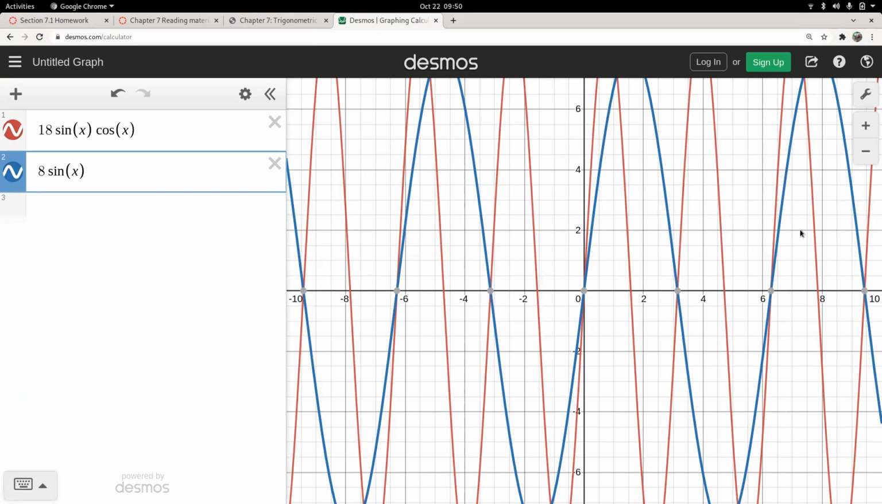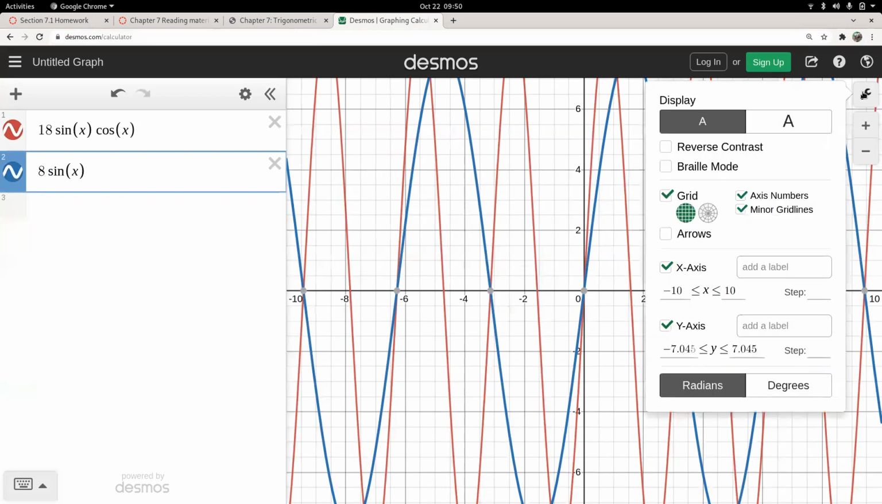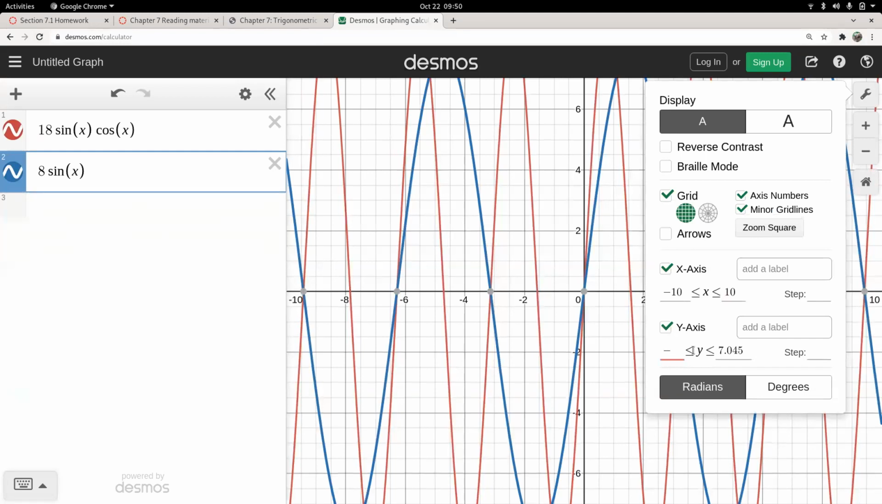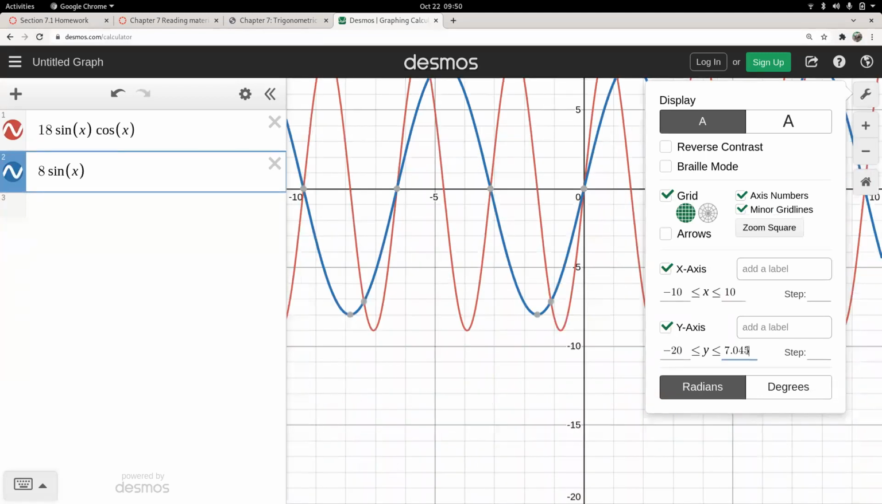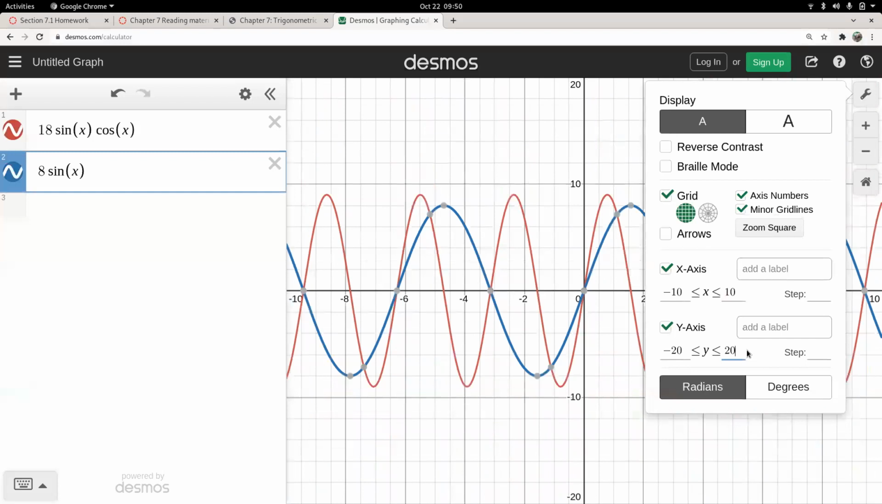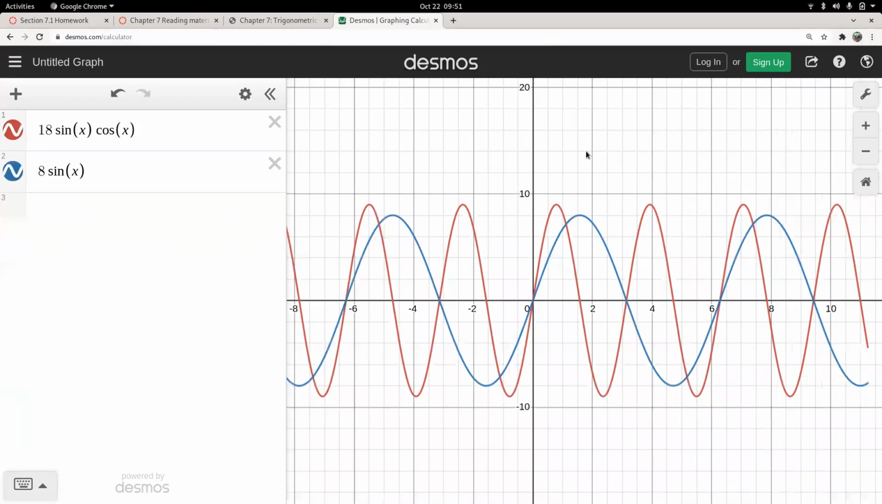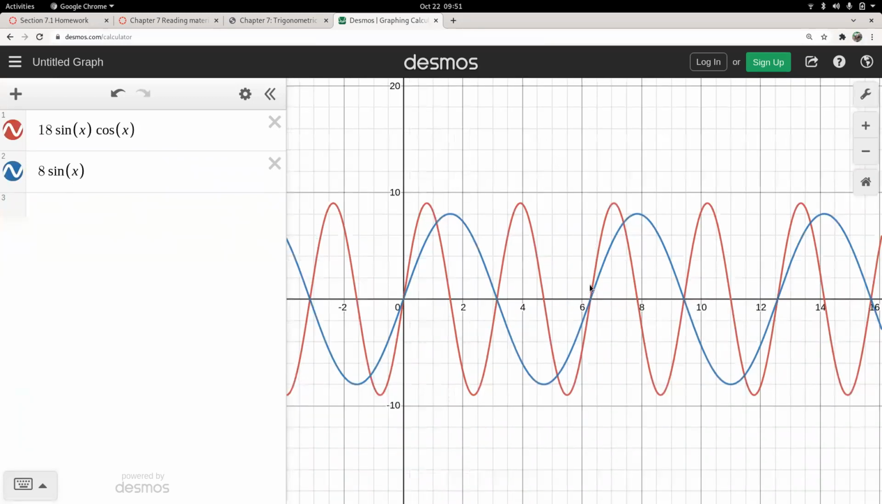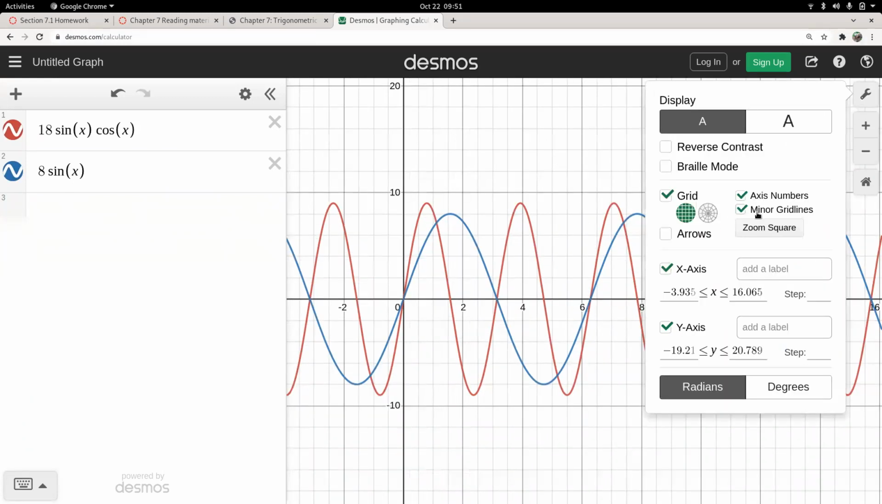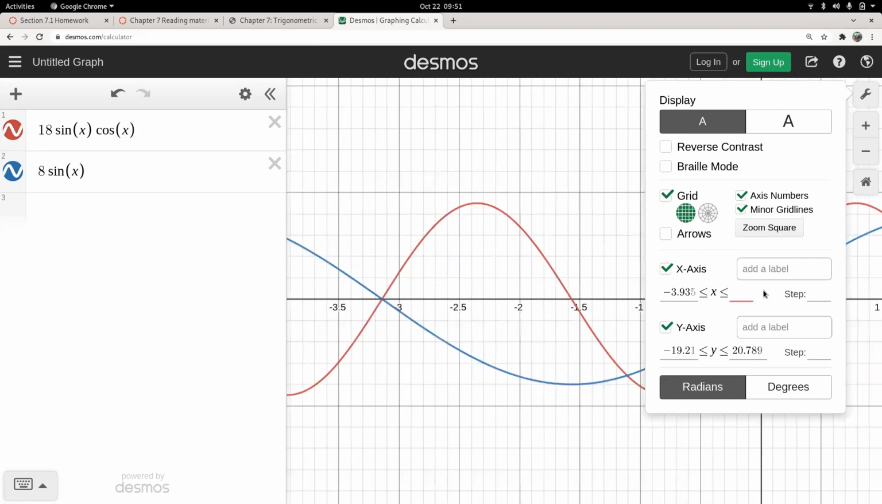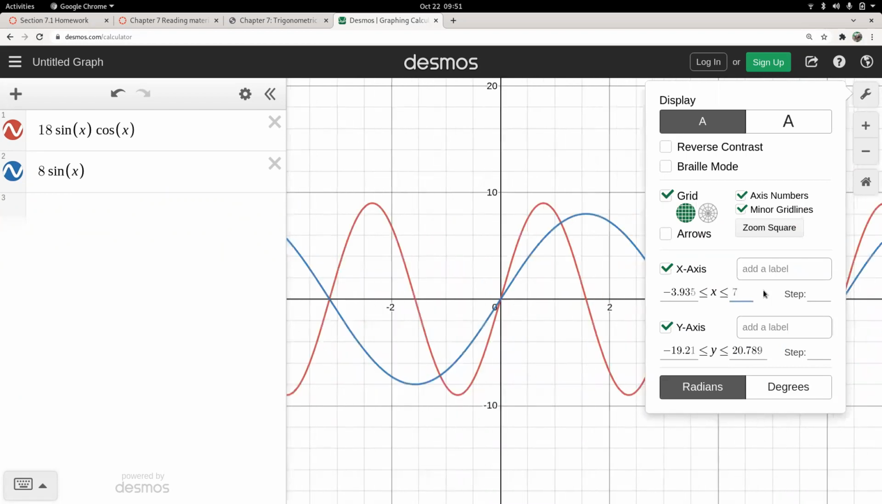And let us rescale this a little bit. Let's go up higher and lower. So how about maybe -20 to 20? That's far enough. And then I really only care about the positive solutions. I'm just going to move over a little. And let's change the x. We really only need to go out to like 2 pi is 6.28. So let's go out to 7-ish.